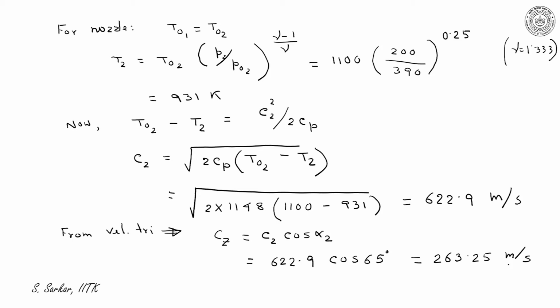Please check the calculations. Now after this, I can write again from velocity triangle C theta 2, that is the tangential component of C2, is equal to C2 into sine alpha 2. That should be equal to 622.9 into sine 65 degree. If you do the calculation, we'll get 564.5 meter per second.